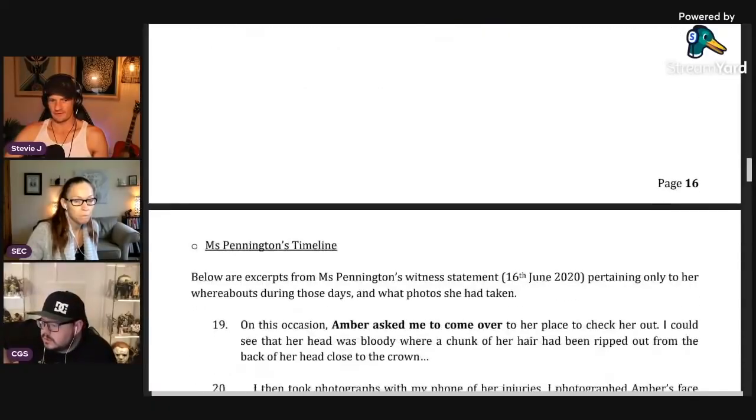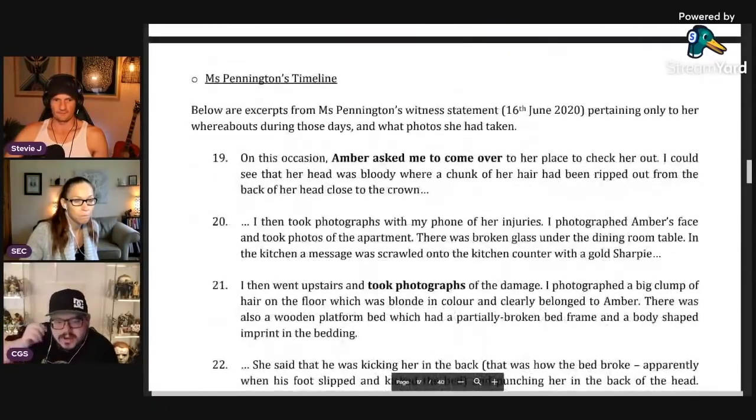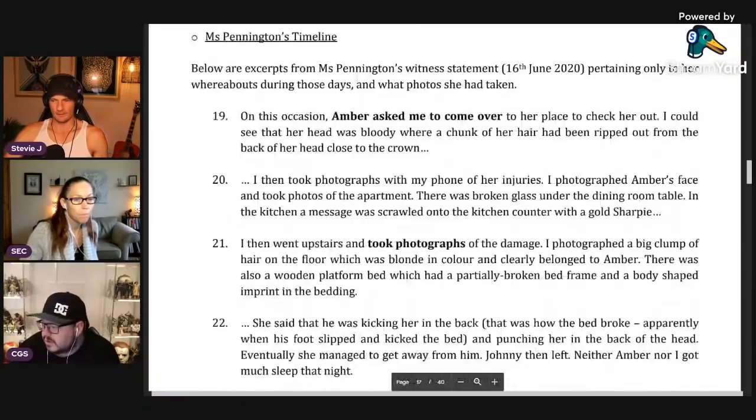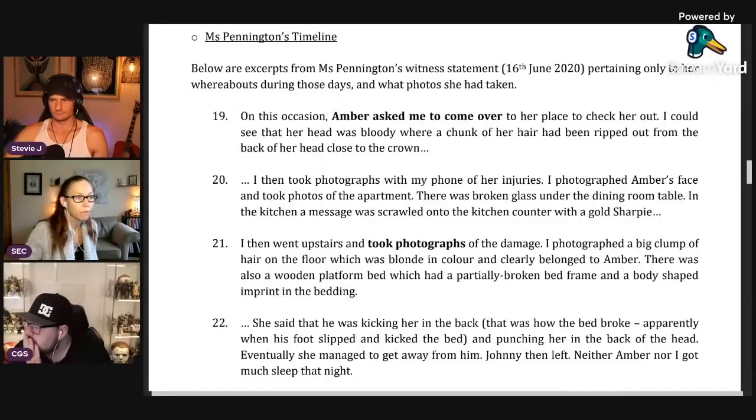Interesting. I'm just going through the page now, on 21. I'm just reading through that now. Stop me if you need me to stop.